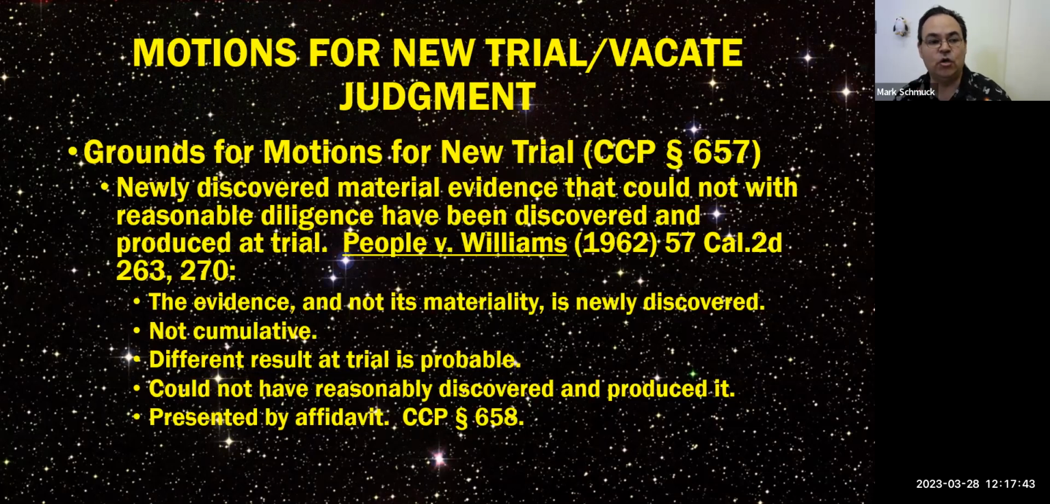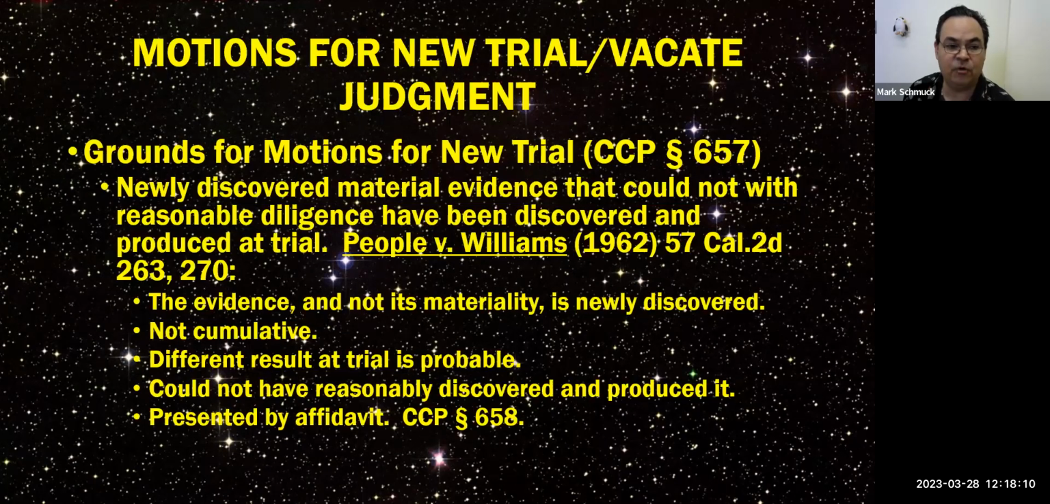And then, could not with reasonable diligence have been discovered. In other words, it is not something that you could have anticipated, that you did your diligence search, you did all of your discovery, you took all of the depositions that you felt were reasonably necessary in order to present your case for trial, and you later discovered new evidence that might have made a change in the outcome of the trial.